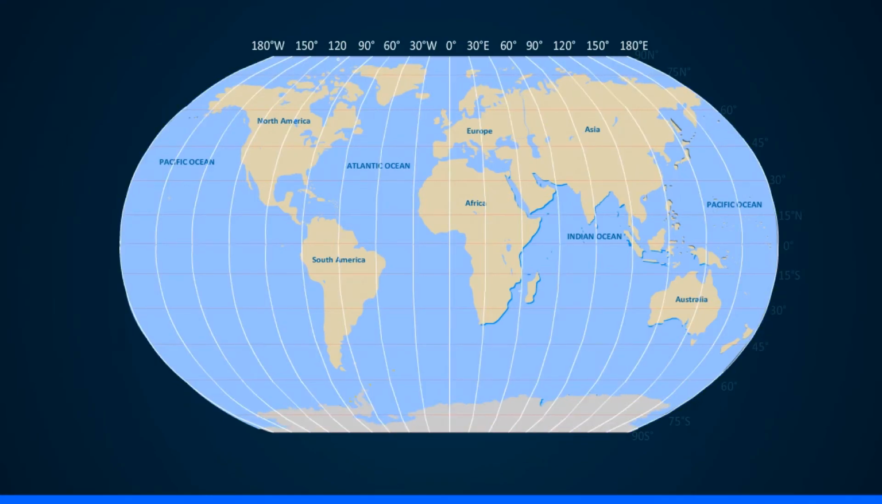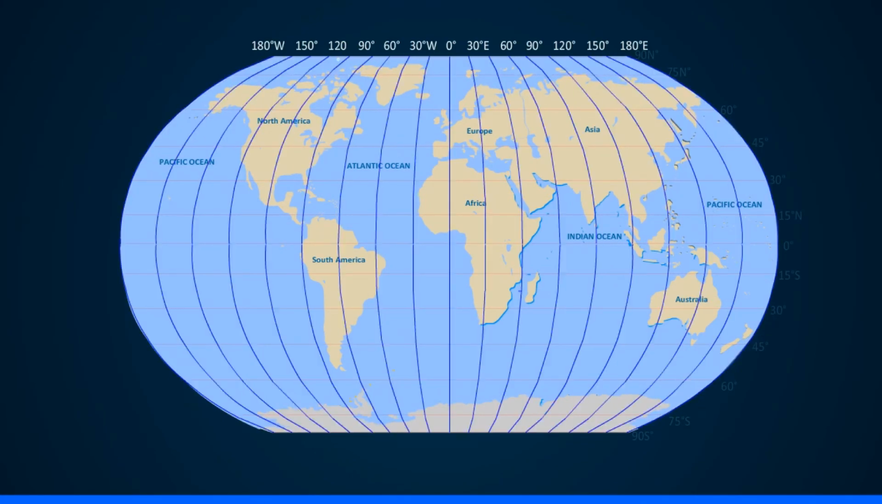Longitudes. Longitudes are imaginary lines running vertically from the North Pole to the South Pole. The longitudes are also known as meridians. In all, there are 360 meridians. These are also called the Meridians of Longitude. The distance between two longitudes is measured in degrees. Each degree is further divided into minutes and minutes into seconds.